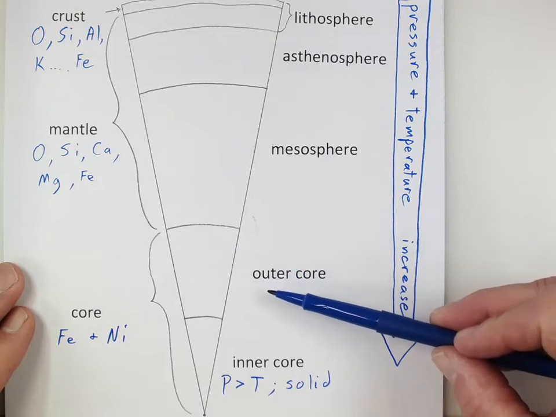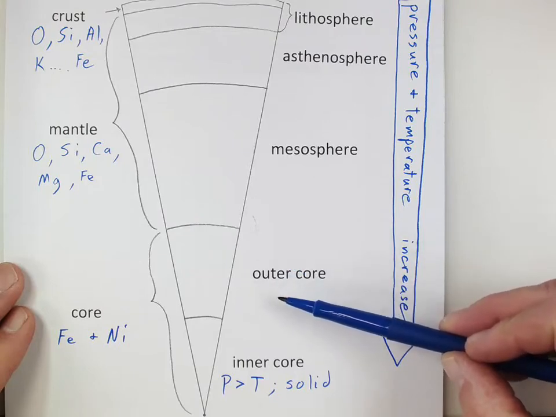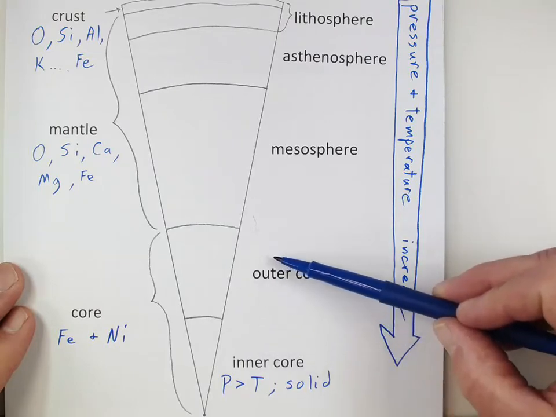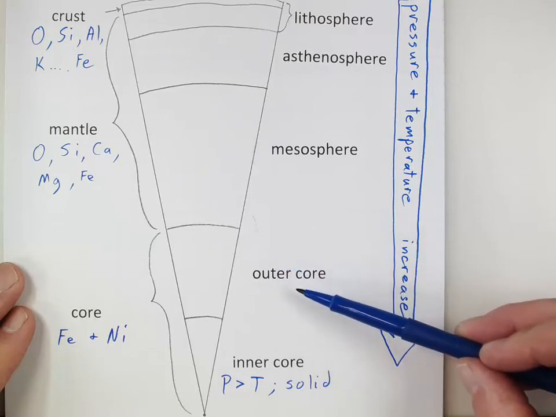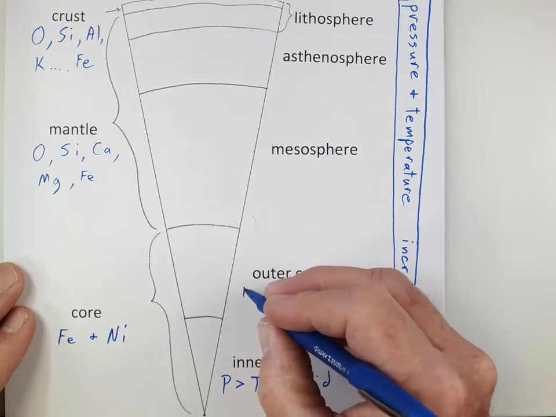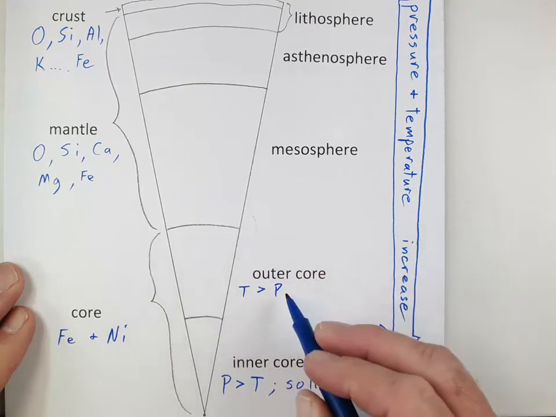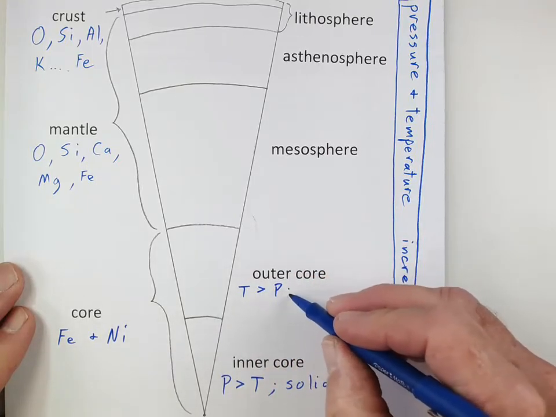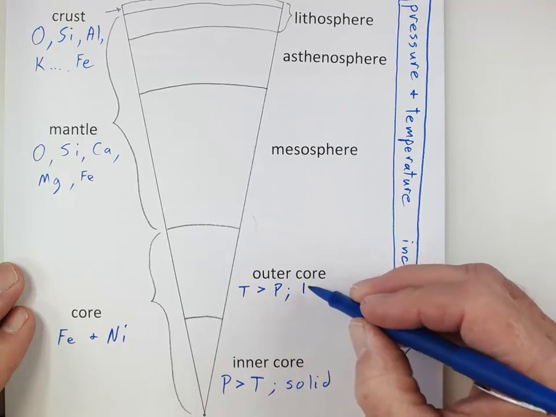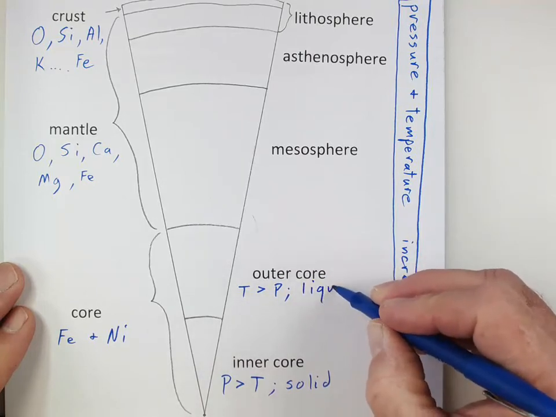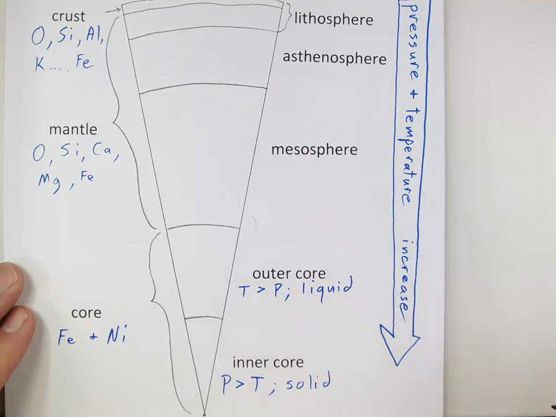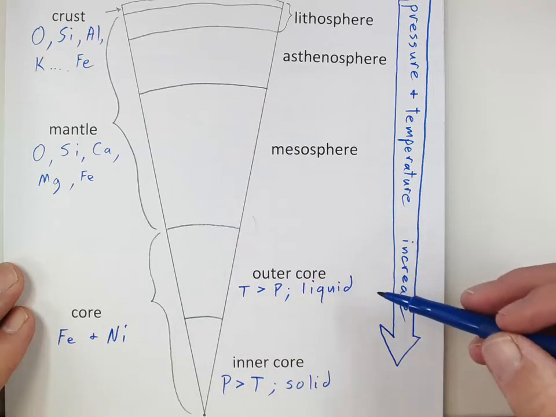Now, as we go toward Earth's exterior, moving into the outer core, things change a little bit. Pressure is still pretty high, temperature is still very high. So as we go toward the exterior, pressure decreases enough that temperature now has a greater effect. So the effects of temperature are greater than the effects of pressure. The outer core is a liquid. Not too complex.